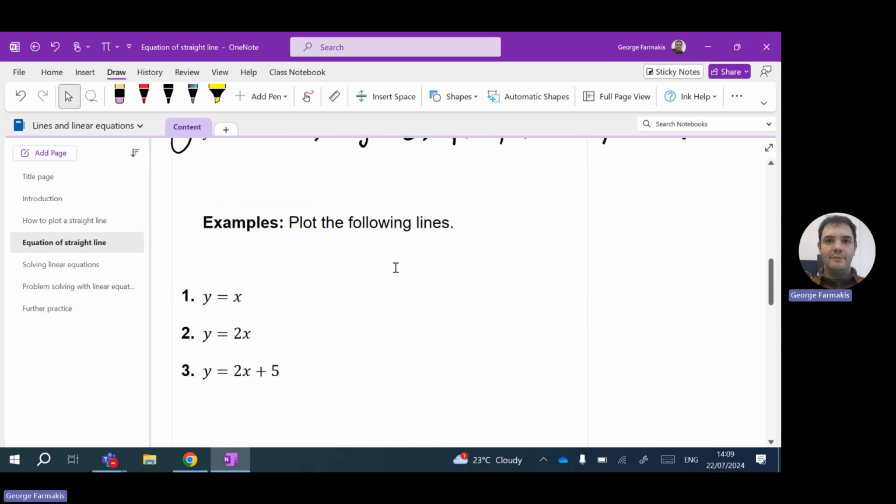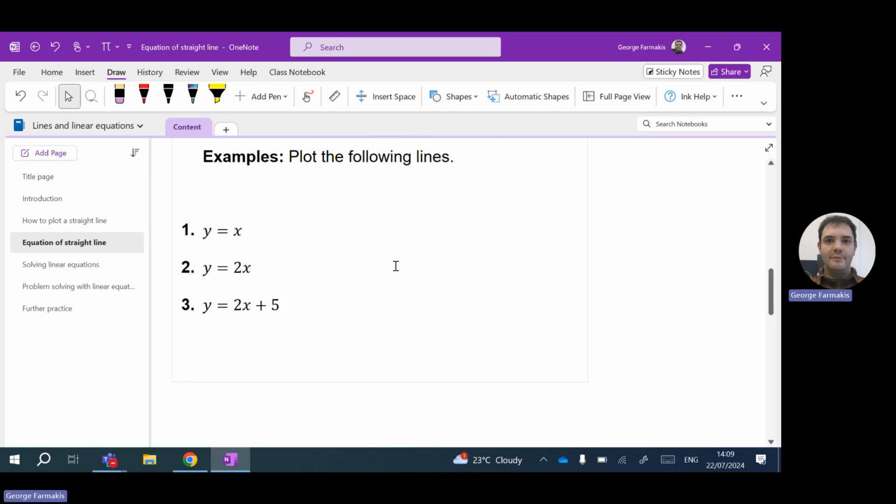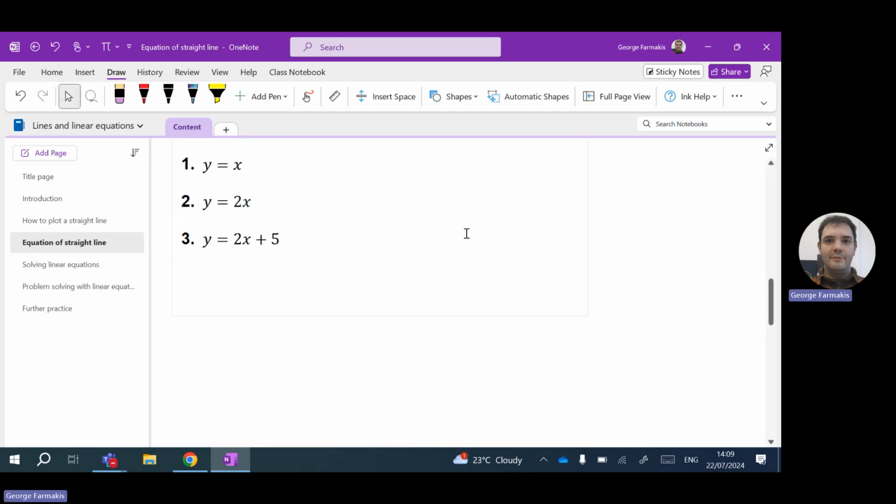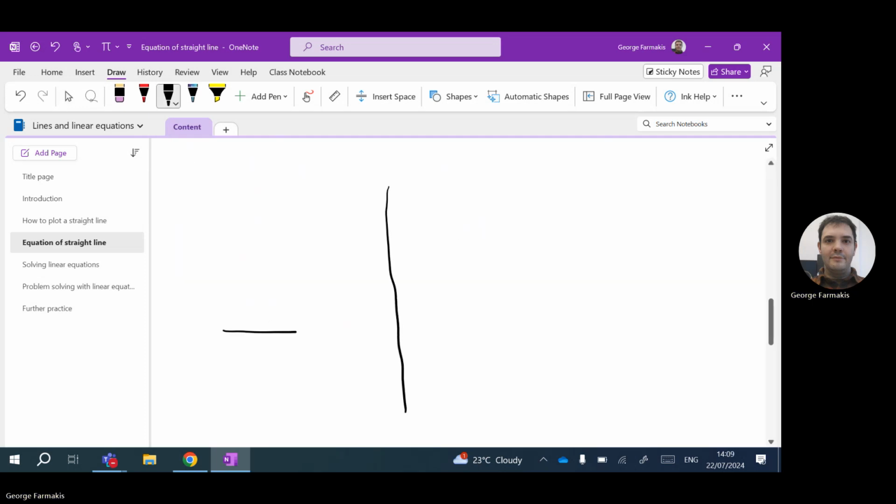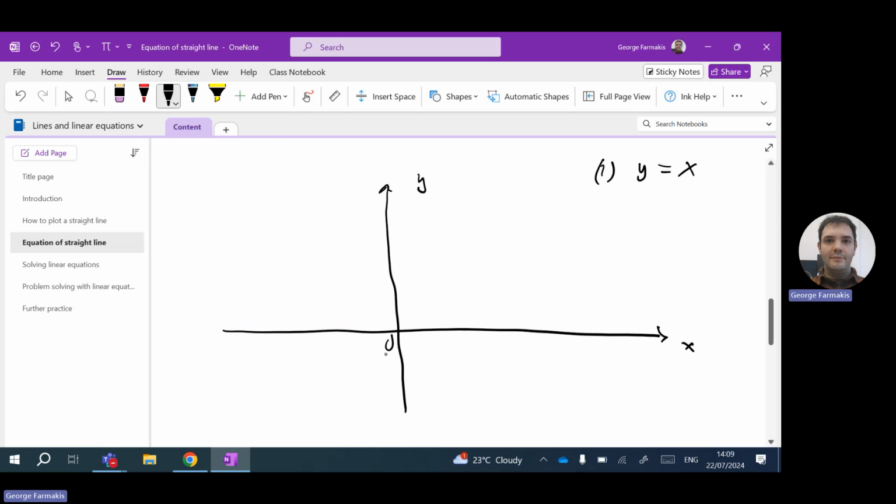Let's try and plot the following lines given the equation of the line. So let's take the first example. Let's draw our axis. So let me draw here. This is x, this is y. Let's plot first the line y equals x. This is a line that passes through the origin. So this is the origin with coordinates 0, 0.